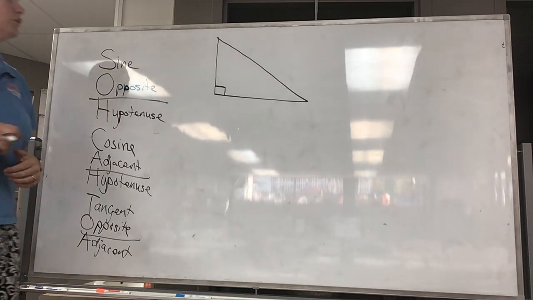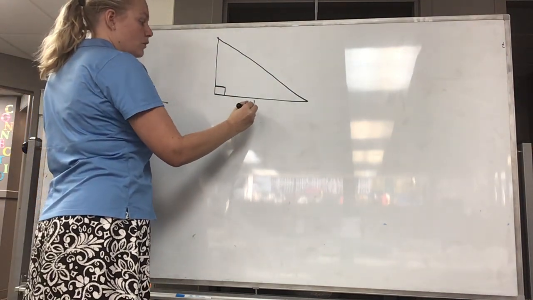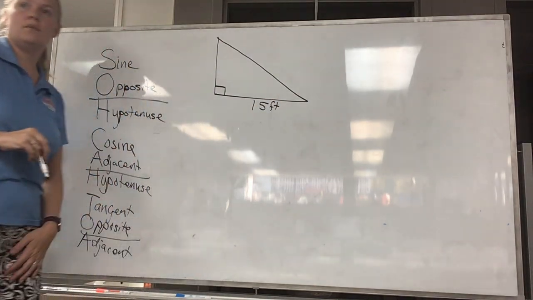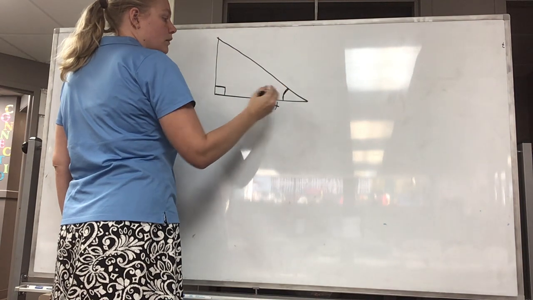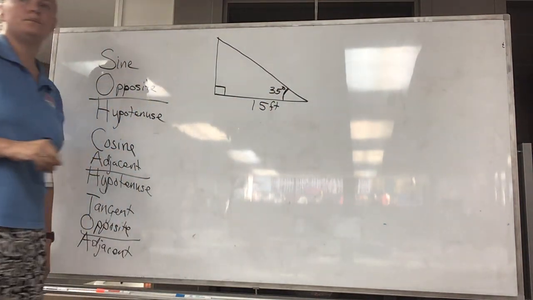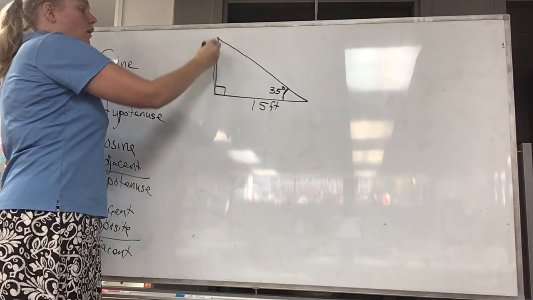So the first one is if they tell you this is 15 feet, and you know that this angle is 35 degrees, you can find out what is this height.